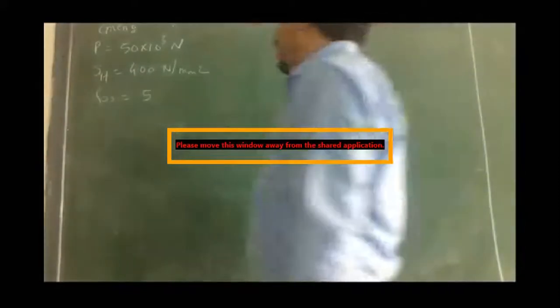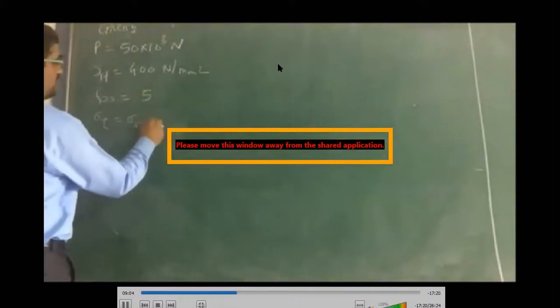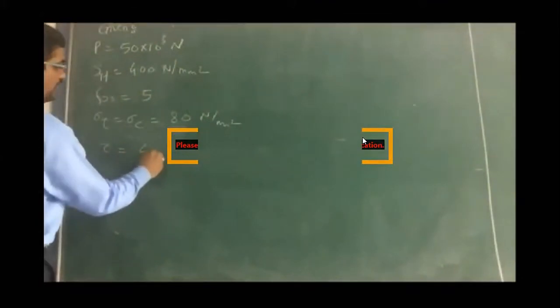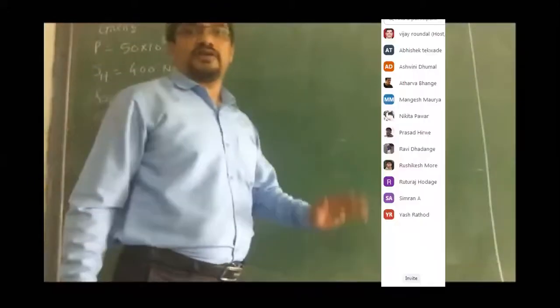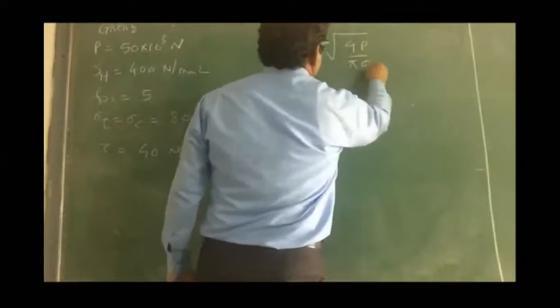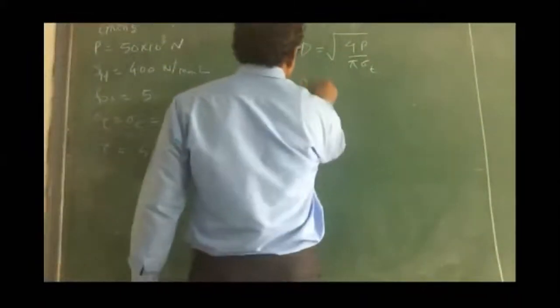So now we have the allowable stresses: sigma t equals sigma c equals 80 Newton per mm square, and tau is 40 Newton per mm square, right? These are what was given to us. Now, using these, we will calculate the different dimensions of our knuckle joint. The first step is to calculate d, which is equal to the root of 4P upon pi sigma t, where sigma t is the allowable tensile stress, P is the load, and d is the diameter of the pin.